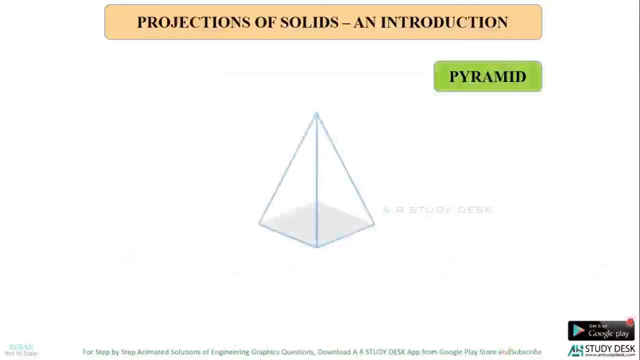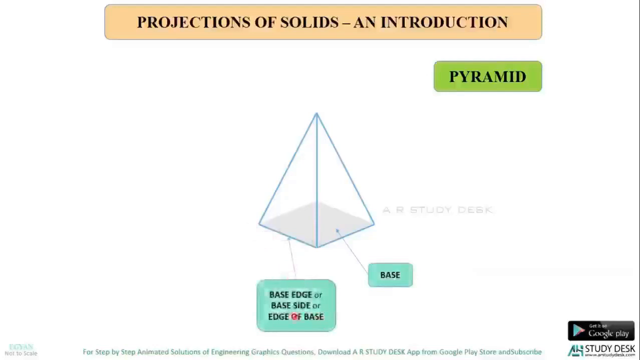Here I have shown a square pyramid. This part of this pyramid is known as the base, and this is called the base edge or the base side or edge of base. And this face is called the triangular face of the pyramid. So all the pyramids will be having a triangular face, whereas prisms were having rectangular face.